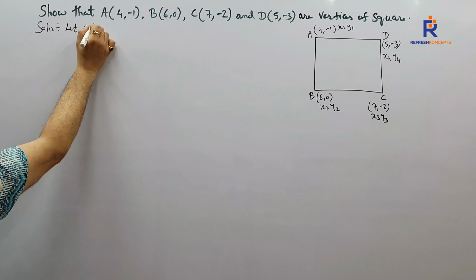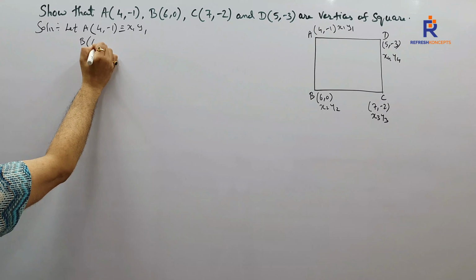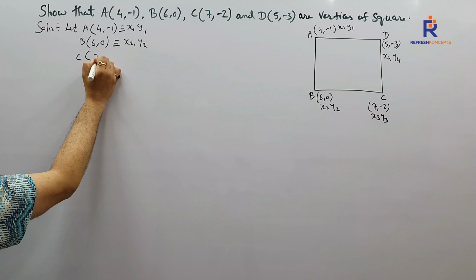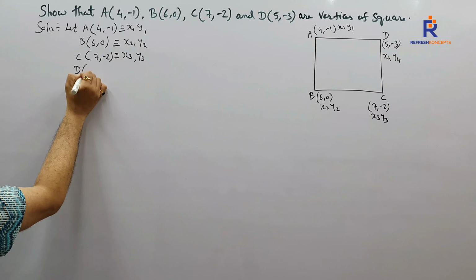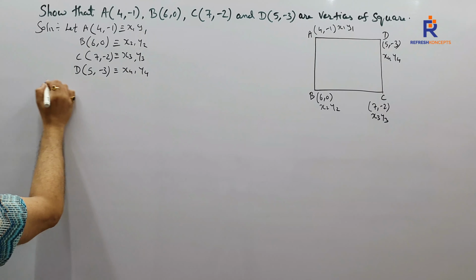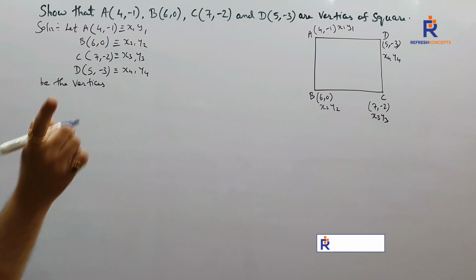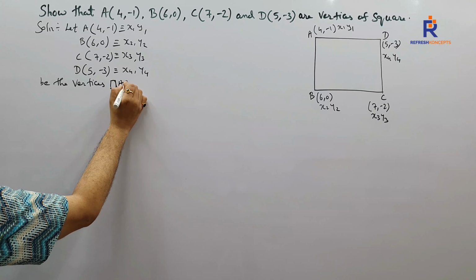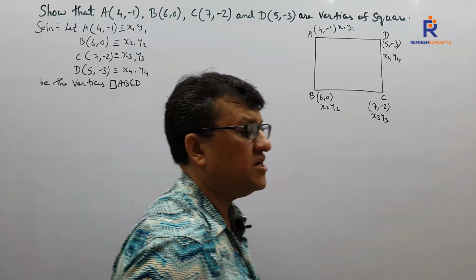Let A (4, minus 1), B (6, 0), C (7, minus 2) and D (5, minus 3) be the vertices, mind you, as of now not of a square, but of quadrilateral ABCD. You can always make use of the symbol of quadrilateral.